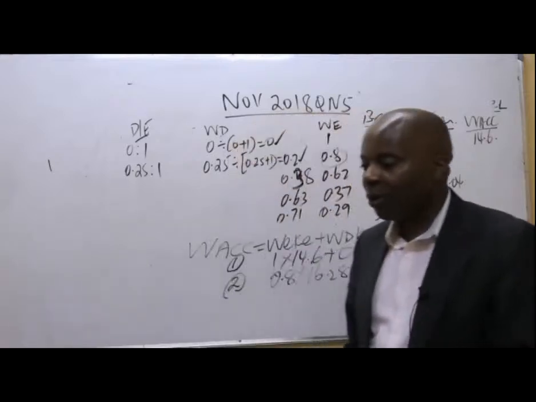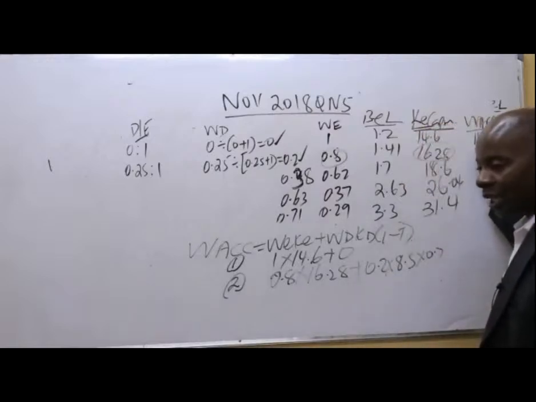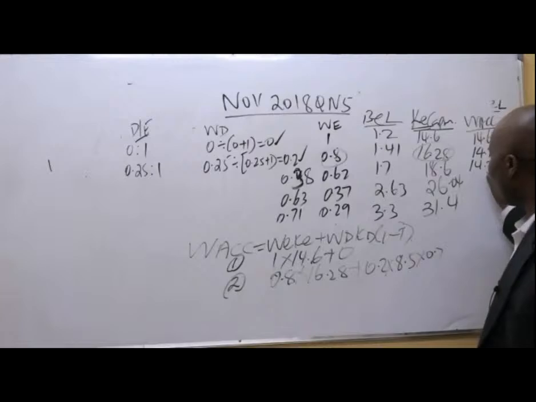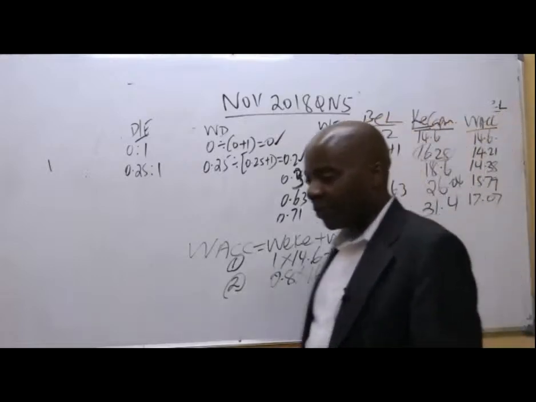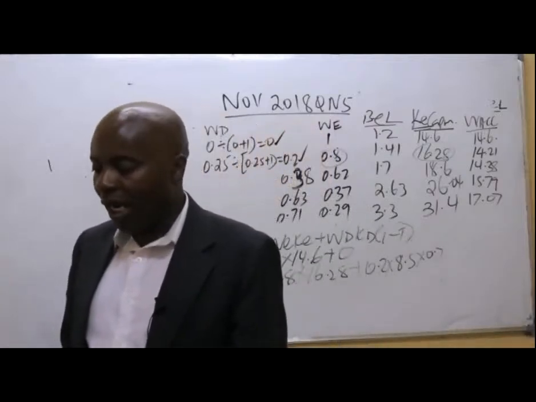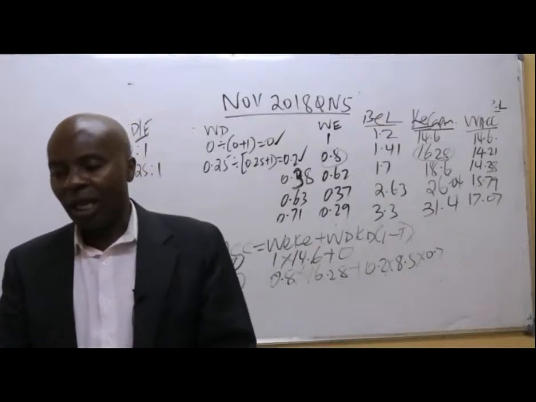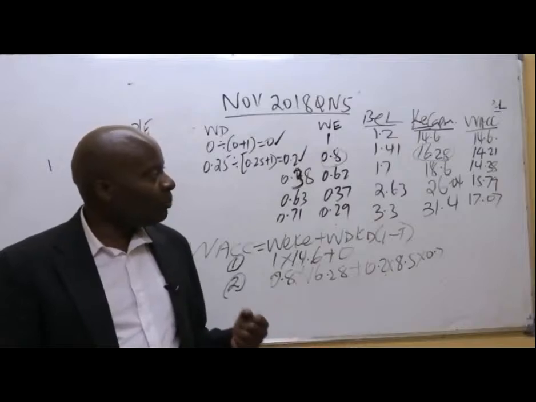And from what I'm able to see, Maalim gives me the first figure as 14.6. The second one is supposed to be 14.21. The third one is supposed to be 14.38. The fourth one is supposed to be 15.79. And then the last one is supposed to be 17.07. So, ladies and gentlemen, here we are. That is it. Now somebody needs to talk about optimality.